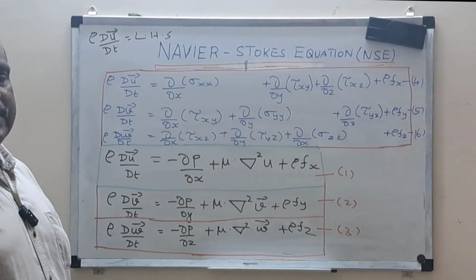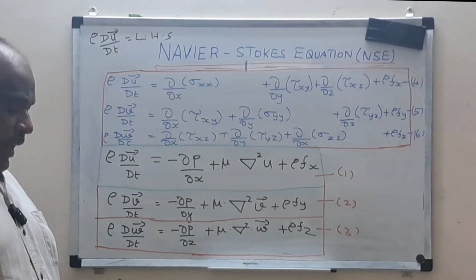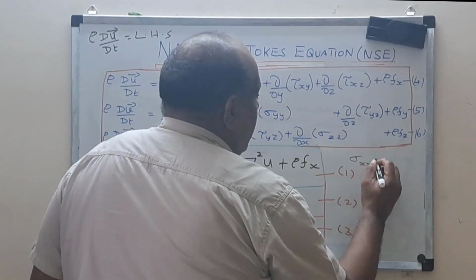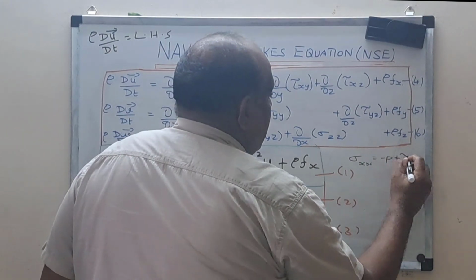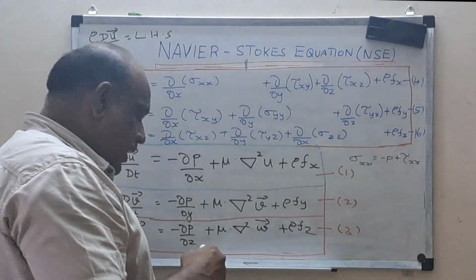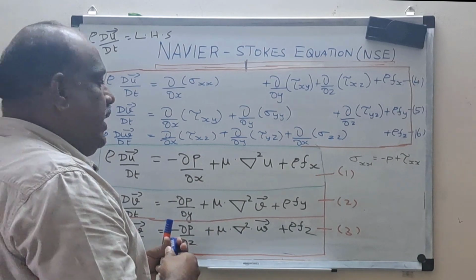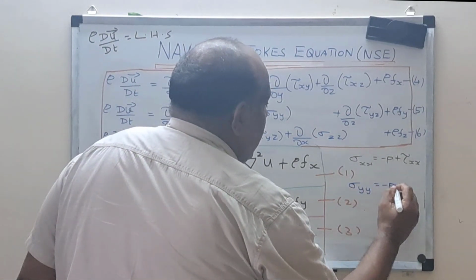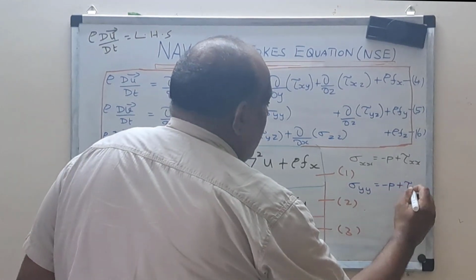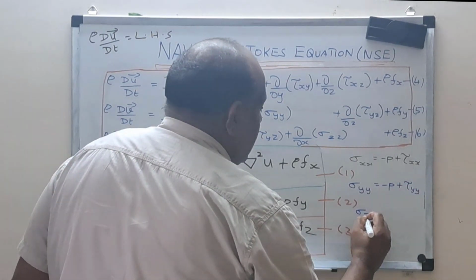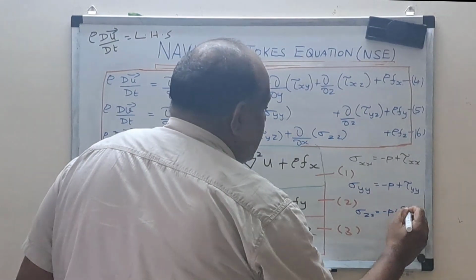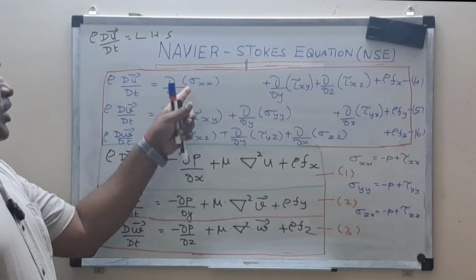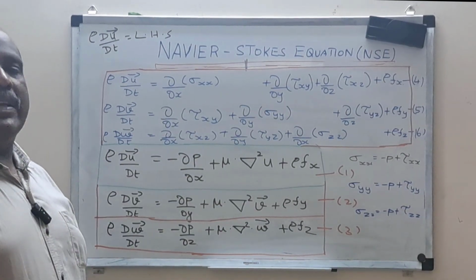From 4, 5, 6. In some books they may give it like this. Sigma xx is nothing but is equal to minus p plus tau xx. Okay. Otherwise they also may give it like this. Sigma yy is equal to minus p plus tau yy. Similarly sigma zz is equal to minus p plus tau zz. Okay. So instead of sigma xx, some books may give it in the form of tau xx and p.